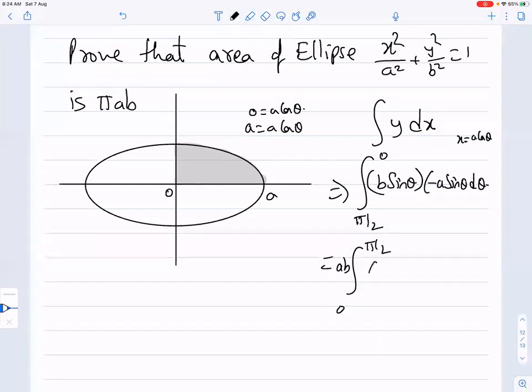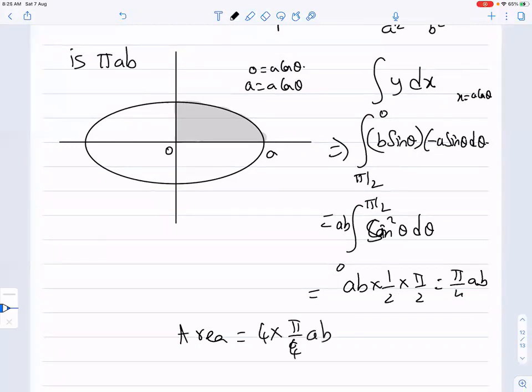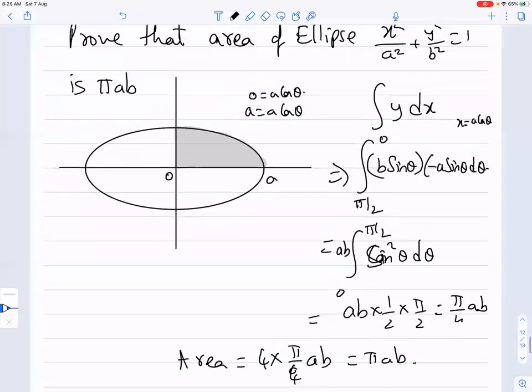0 to pi by 2, sin square theta d theta, and we know how to integrate this. That is ab into 1 by 2 into pi by 2. So we get pi by 4 ab. So what is the area of the ellipse? That is 4 times this integral value. The answer is pi ab. Is it clear, students? Yes. Please write it down.